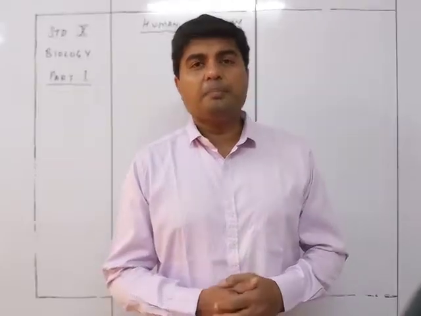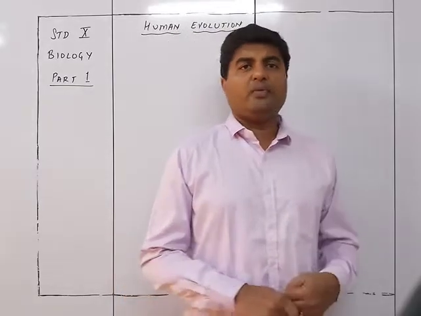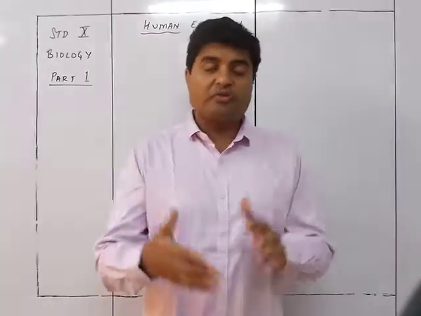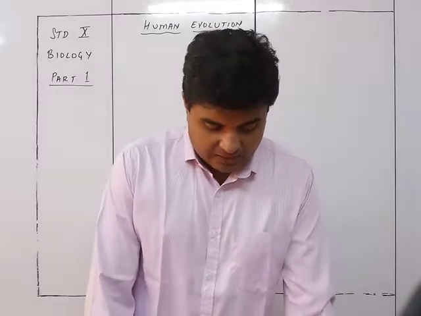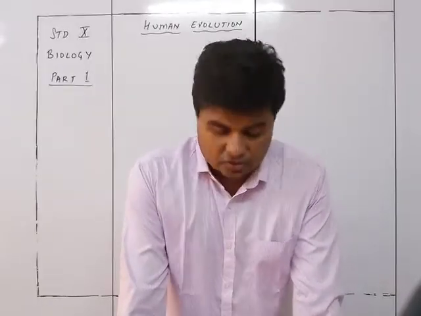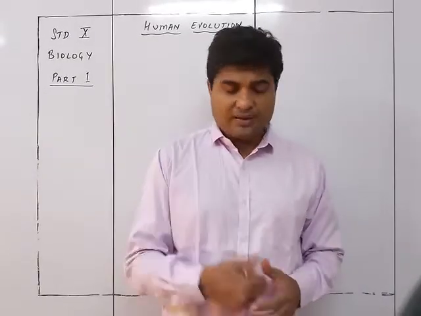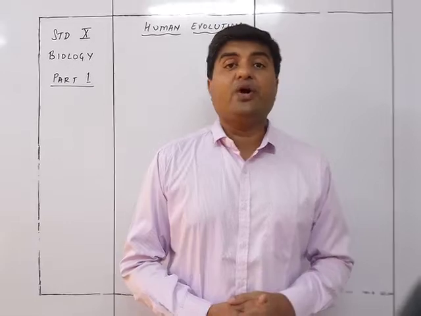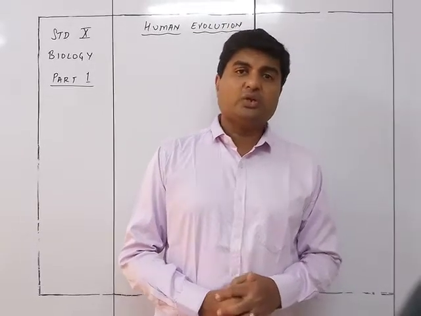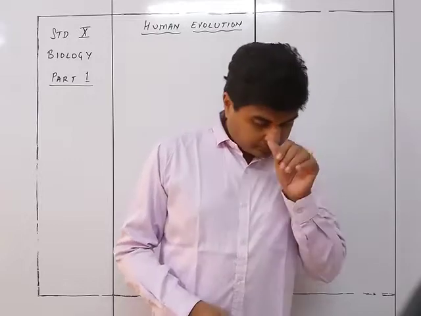But out of those, the two theories which are very popular and well known, and which we are going to study, are the theory of inheritance of acquired characters and the theory of natural selection. These are the two theories which we are going to study in detail in this chapter.